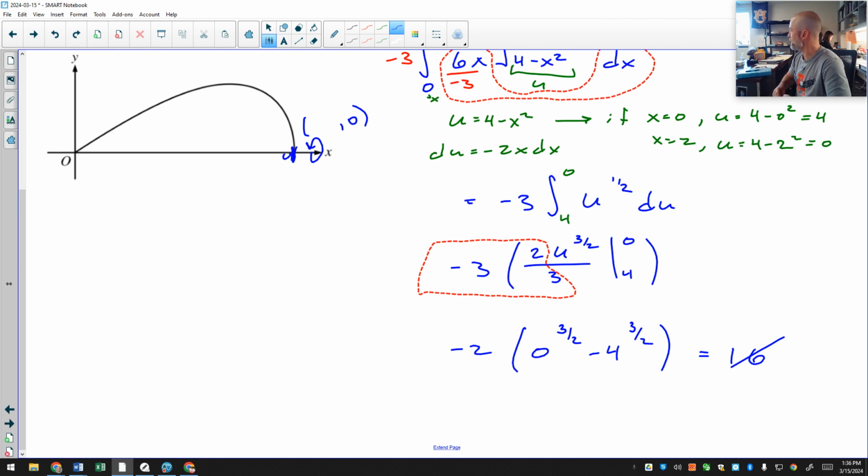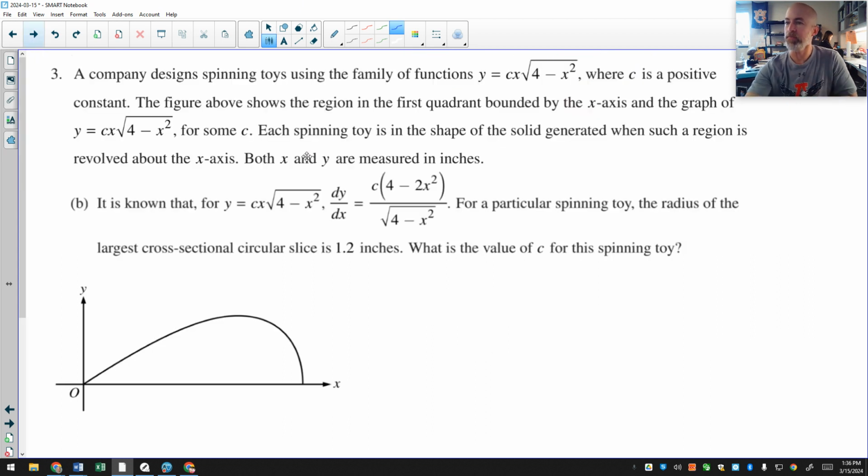If you look and you realize that maybe your only mistake is your limits of integration were backwards, then you're allowed to just change the sign. Are we good? All righty. Let's go on to B.